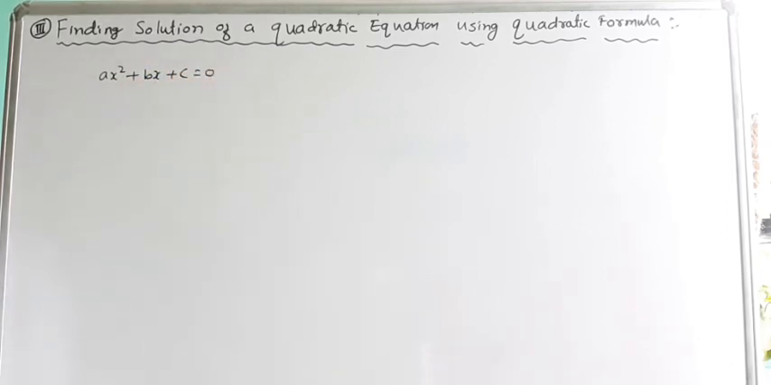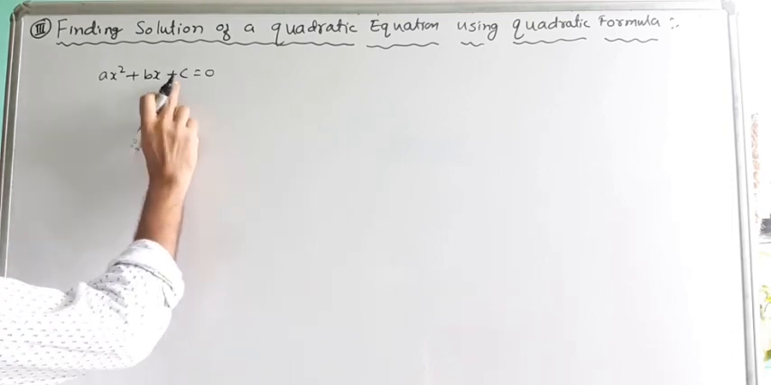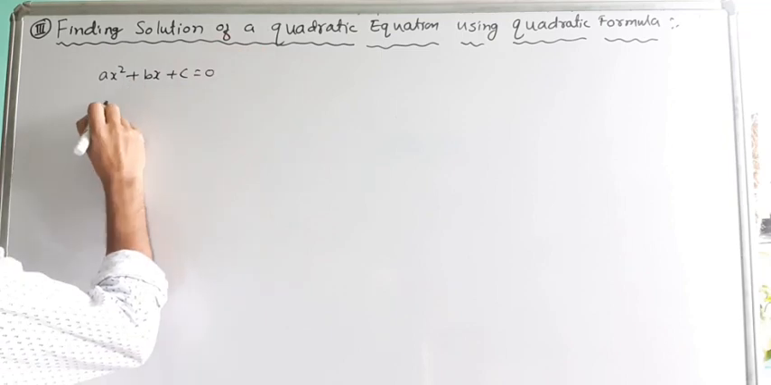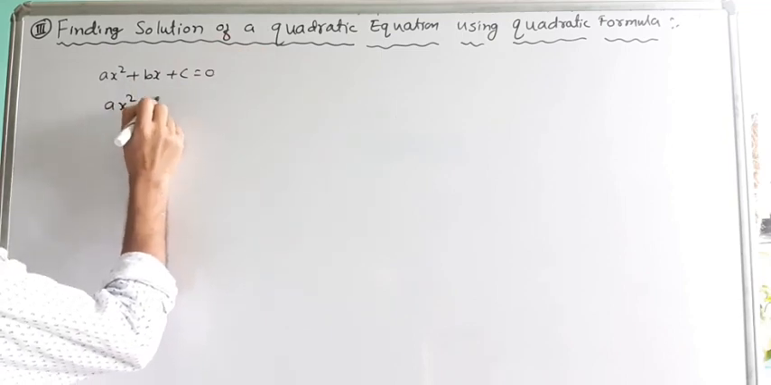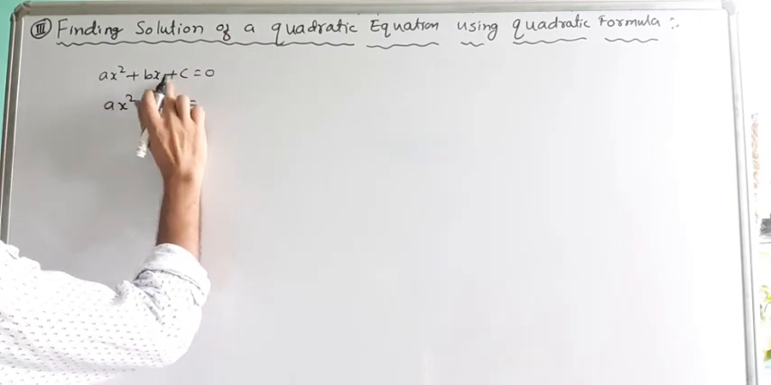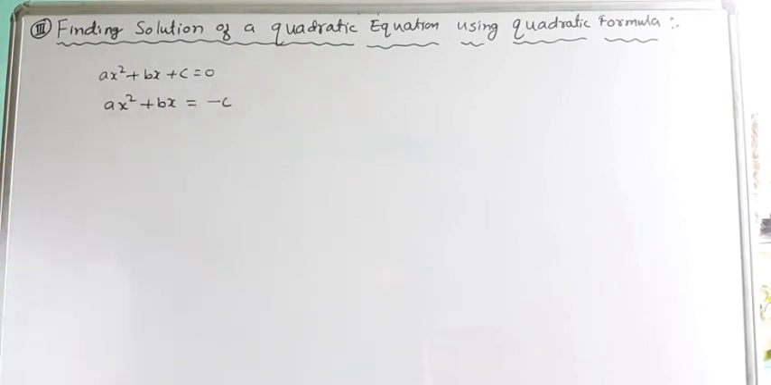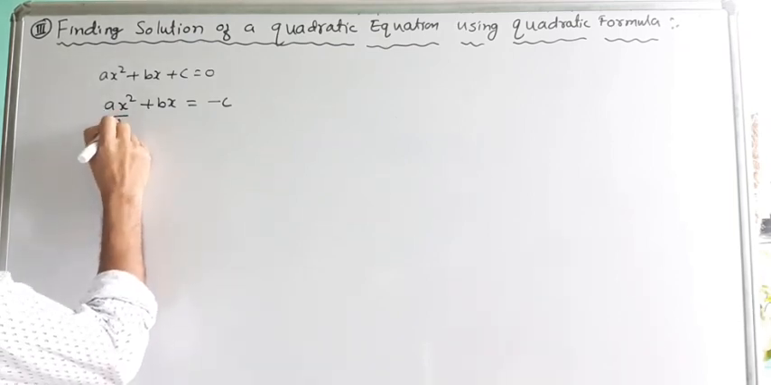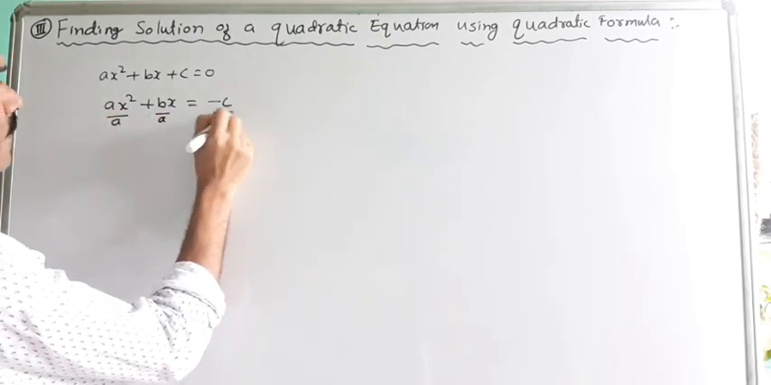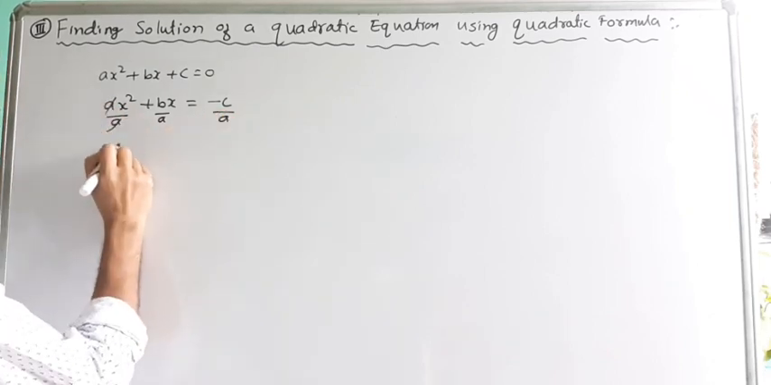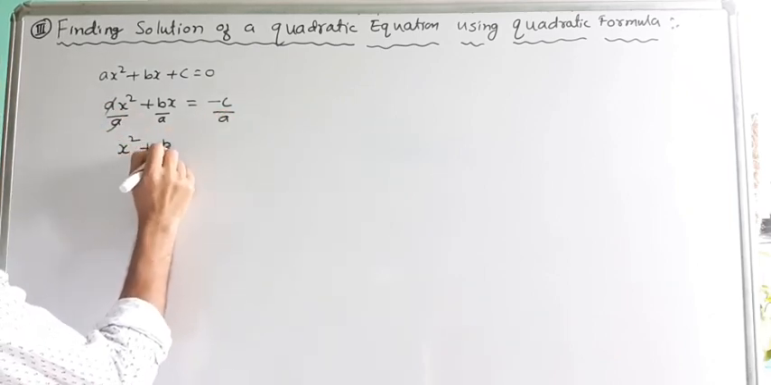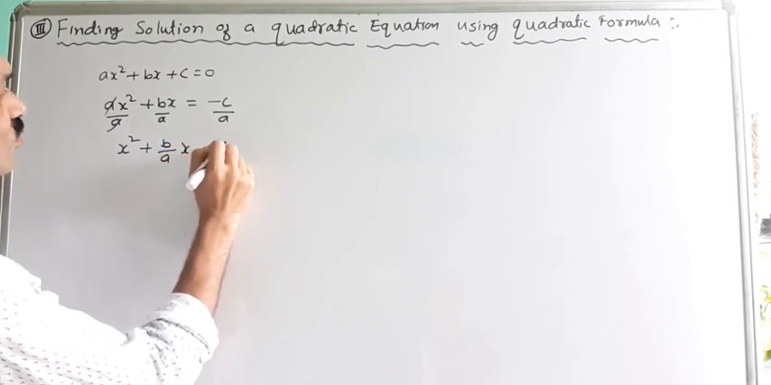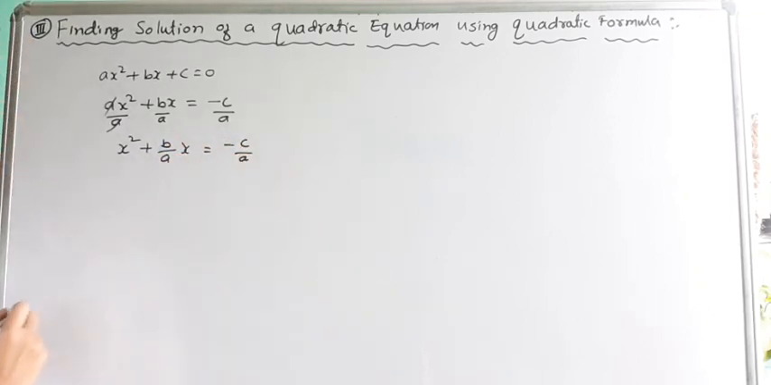Suppose I want to solve this by using the completing square method. So we know what the method is. We take this c to the other side, so it becomes ax square plus bx is equal to minus c. Our next step is we make the coefficient of x square as 1. To make this 1, we divide all the terms by a, and so we get x square plus b upon a x is equal to minus c upon a.